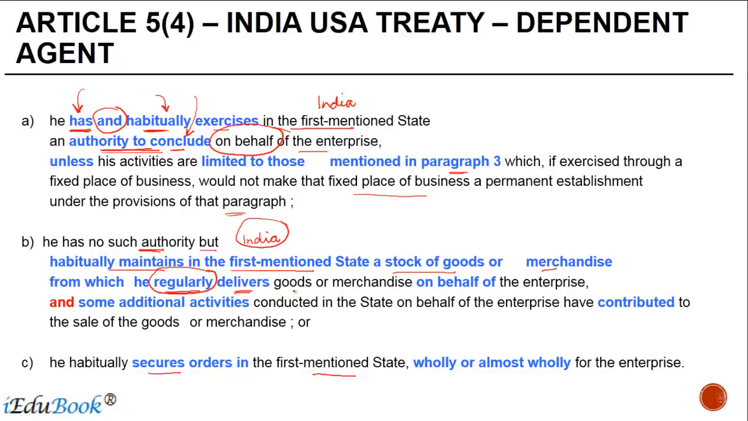Right? Goods or merchandise on behalf of the enterprise, and some additional activities. Not only should the delivery be regular, but there should be some additional activities conducted in the state, in India, on behalf of the enterprise which have contributed to the sale of goods or merchandise. Not only should the activity of delivery be there, but some sales activity or some other activity which results in the conclusion or the sale of goods should be carried out by the agent. The second piece may be missing in some of the treaties, right? And you need to watch out for this.